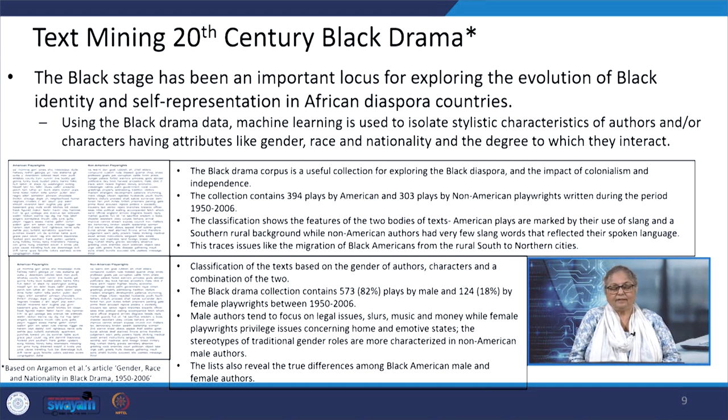This text mining helps us to trace issues like the migration of black Americans from the rural South to northern cities. At the same time, these lists also reveal the true difference among black American male and female authors. Racial epithets used in these plays, often in a derogatory manner, reveal variations of language use based on gender and nation and can also hint at larger discursive and representation issues.